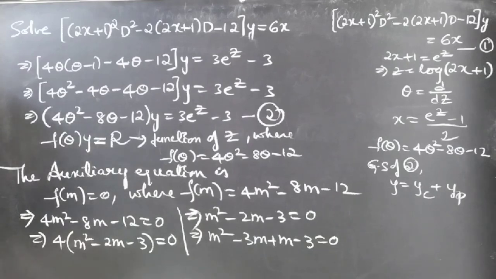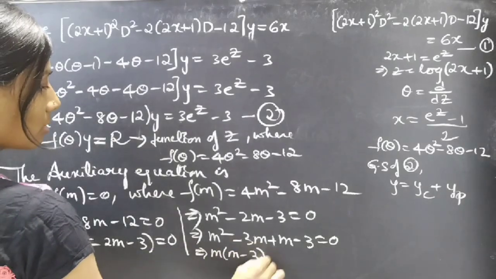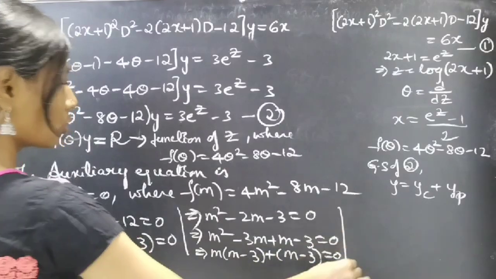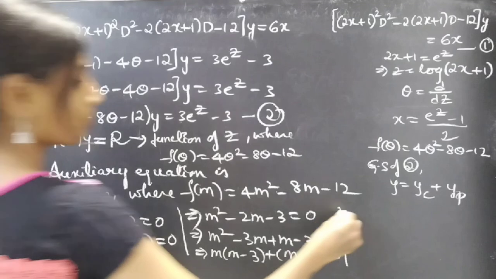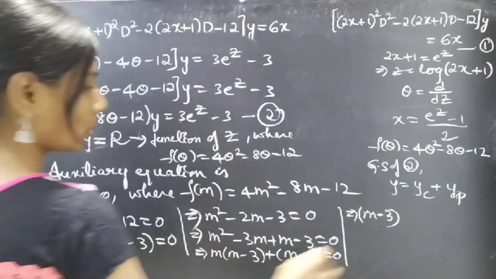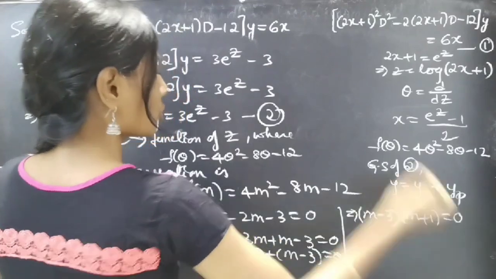Now take m common from the first two terms. We'll get m times (m minus 3) plus (m minus 3) equal to 0. Now take (m minus 3) common from these two terms. We'll get (m minus 3) into (m plus 1) equal to 0.